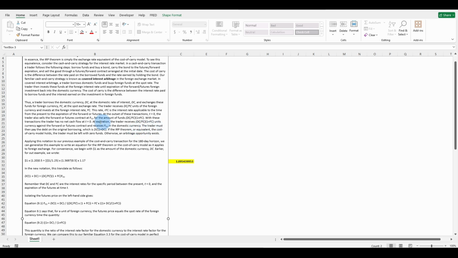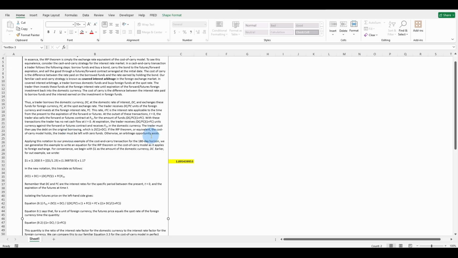The trader must then pay the debt on the original borrowing, which is DC times 1 plus R_DC. If the IRP theorem, or equivalently the cost of carry model, holds, the trader must be left with 0 funds. Otherwise, an arbitrage opportunity exists.